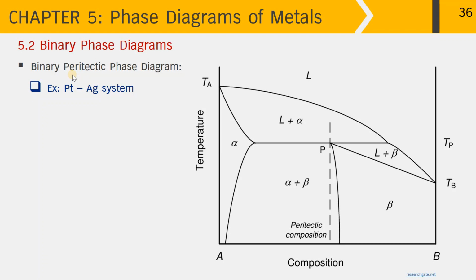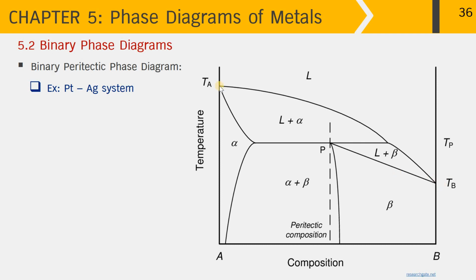The next binary phase diagram is the peritectic phase diagram. As you can see from the example, as usual, we have metal A on the left-hand side and the composition of metal B increasing towards the right-hand side. Up there is the melting temperature of metal A, and down here is the melting point of metal B.